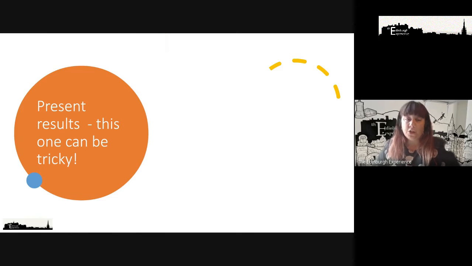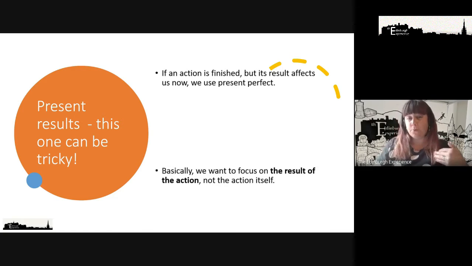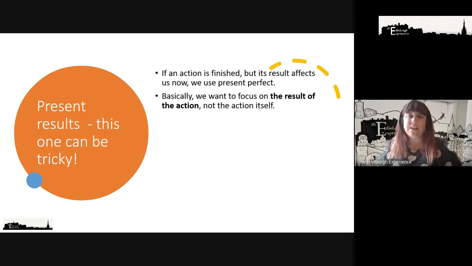Now, if we want to talk about the present perfect to express present results, this is one that can be a little bit difficult. Okay, so if an action is finished or complete, but the results of that action are affecting us now, we use the present perfect. Because basically, what we want to do is focus on the result of the action, not the action itself.